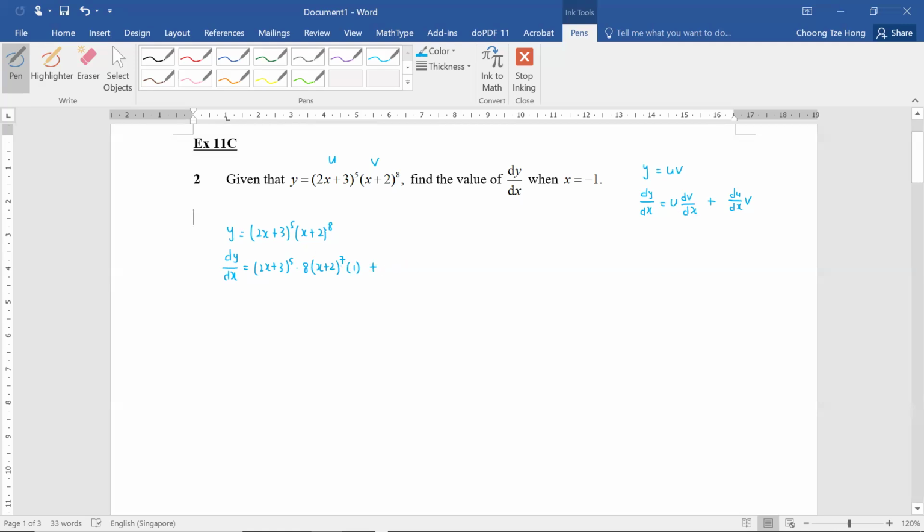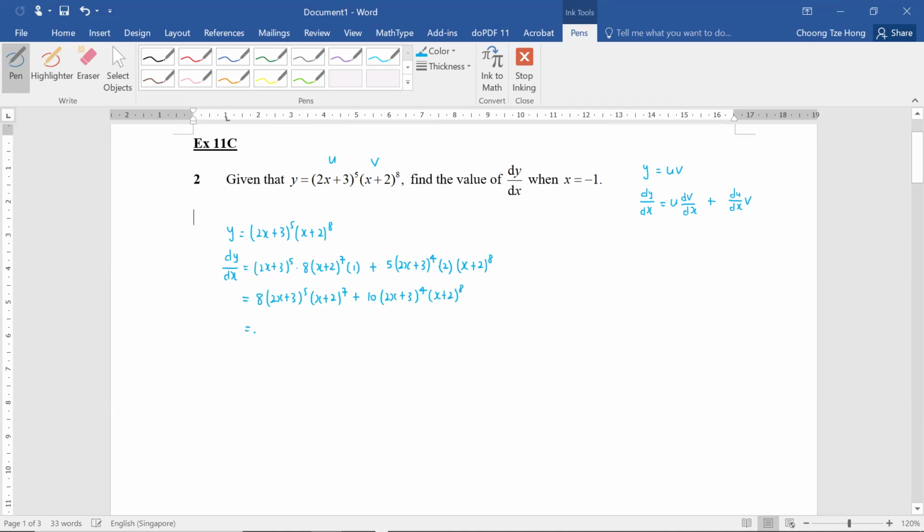Now we will differentiate the first term, the u. Chain rule again: 5, (2x + 3)^4. Then you need to differentiate inside the bracket, and you will get 2, so multiply the 2 here. Then for the v, we will not differentiate now, so we'll leave it as (x + 2)^8. Let's tidy up a bit first before we start factorizing. So we put all the numbers in front, then plus 5 times 2 will give you 10, (2x + 3)^4, (x + 2)^8.